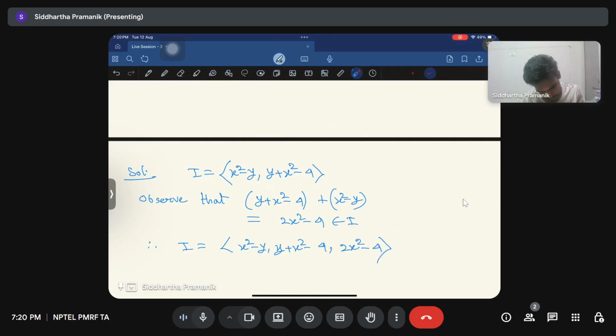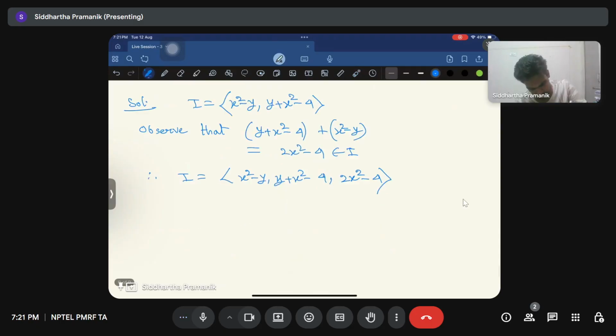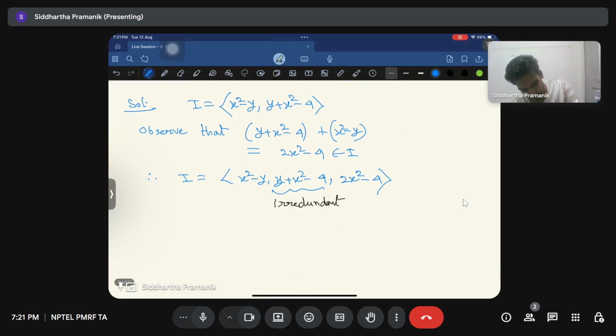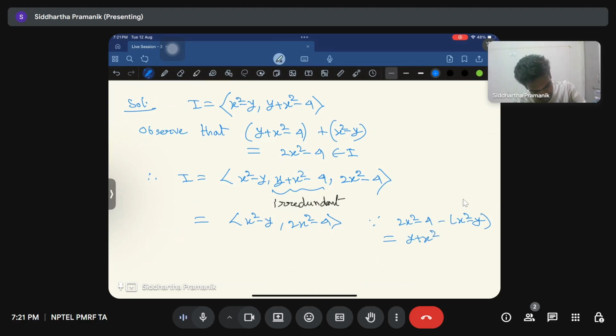But if I subtract this one from this one, we will get this generator. So this generator is irredundant. So we can write this as x square minus y comma 2x square minus 4, because 2x square minus 4 minus x square minus y will basically give you y plus x square minus 4. So we are actually changing the generators.